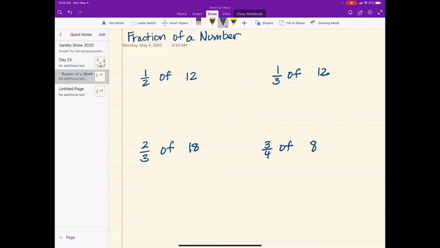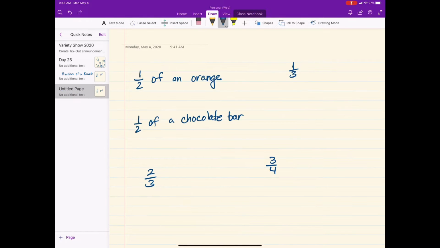Today we're going to learn about taking a fraction of a number. Before we do that, I want to get a little warmed up with just making a fraction of anything, so we can see how it applies to putting it to a number. So if we have half of an orange, what would that look like?